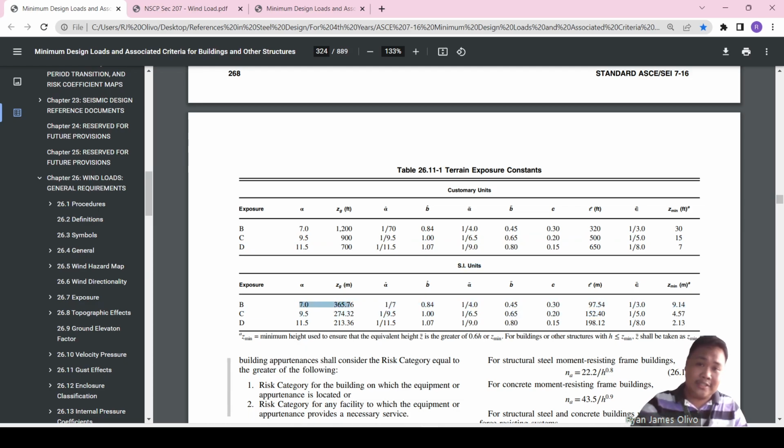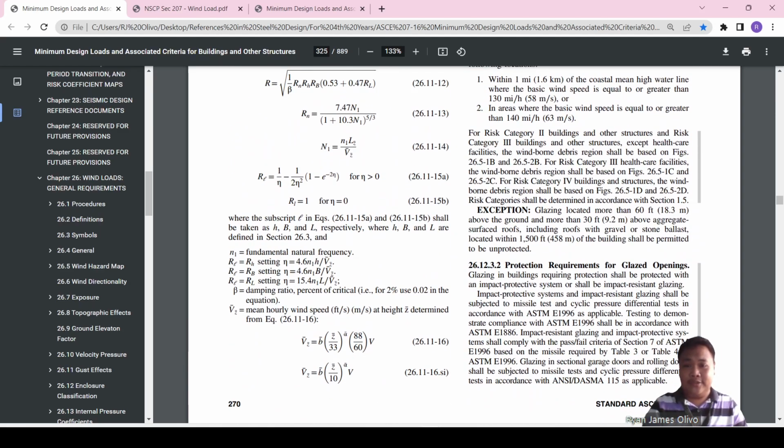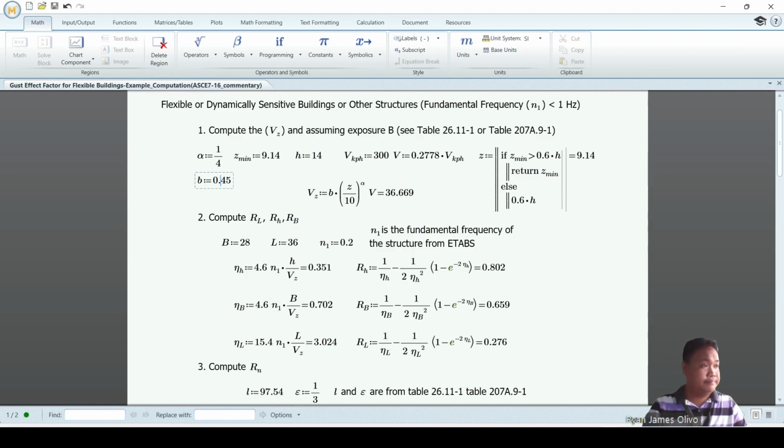So we assume that it is exposure category B in an urban area. We will construct this warehouse in an urban area, so that's what we need to use here. The dimensions are 28 by 36. We assume that the wind is normal to the ridge. Therefore, B is perpendicular to the wind direction, that is 28, and L is 36.